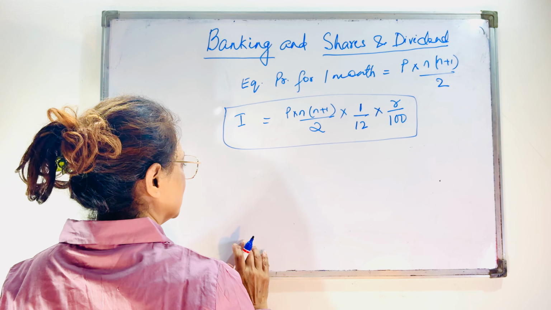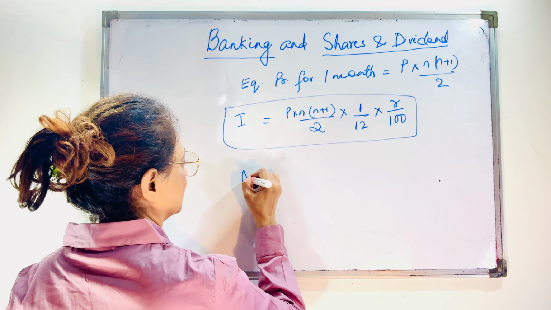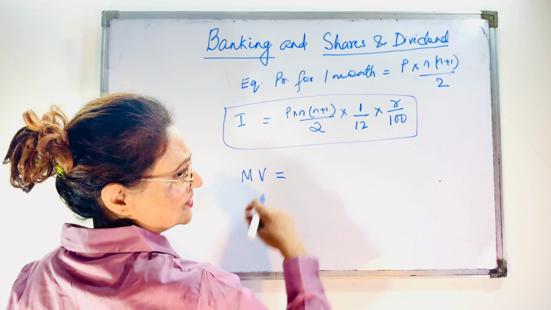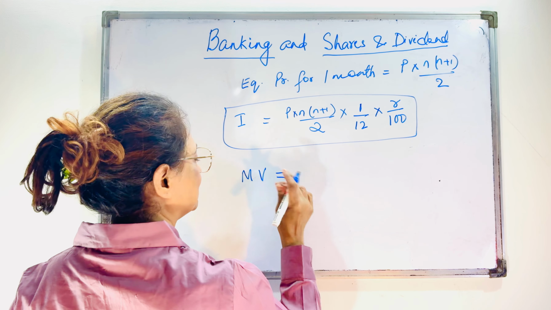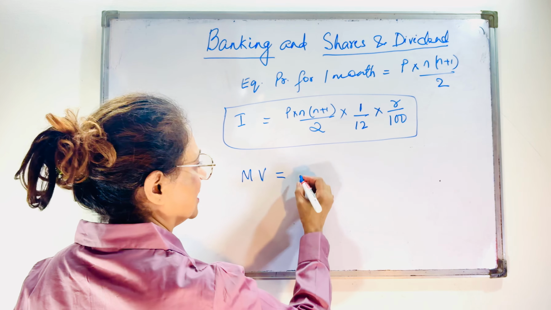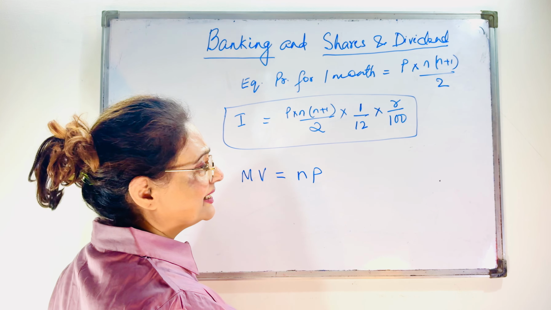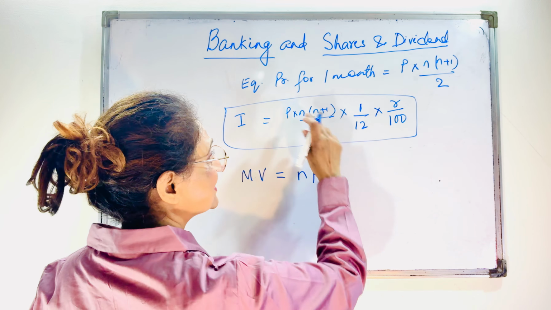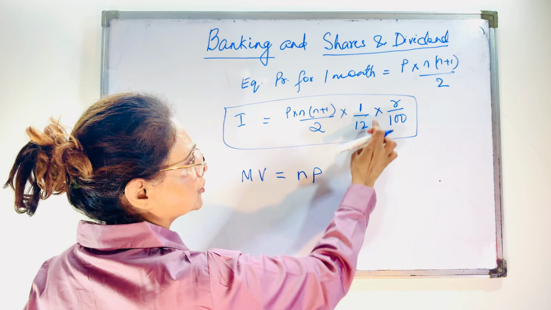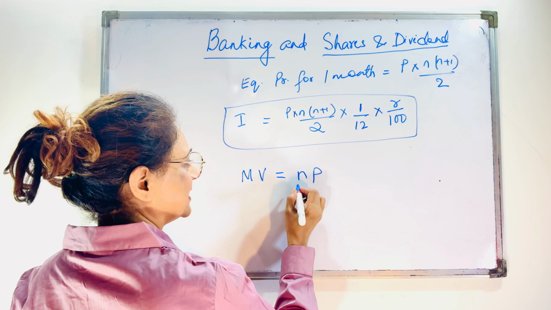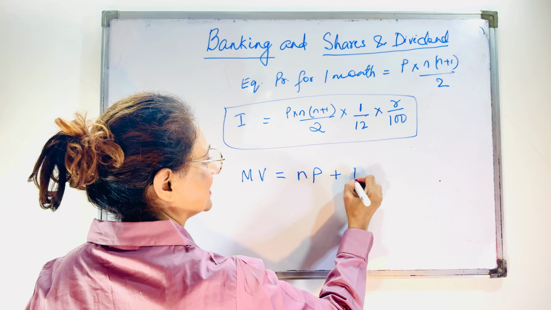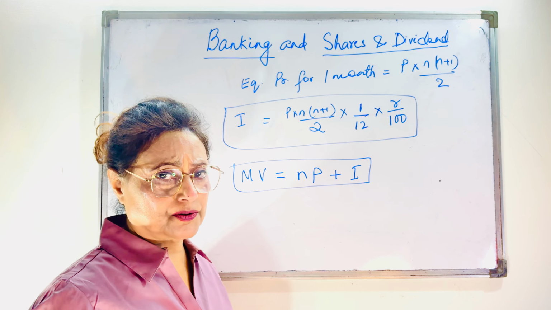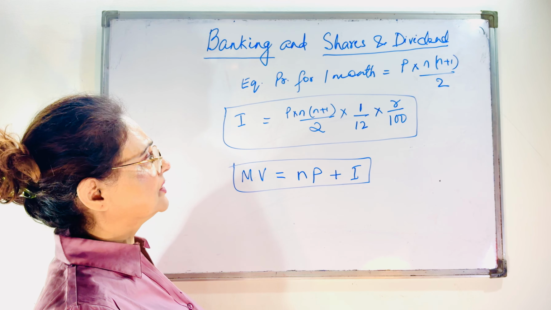Now, how much will he get on maturity? Maturity value. How much has he deposited? He has deposited P, n number of times. Hence n into P, right? So straight away we can say n into P he has deposited. The equivalent for 1 month we found because we had to use time here. Otherwise he is depositing n times P, plus interest is the amount he would get once the deposit matures. Fine. So these are the 3 formulas here.